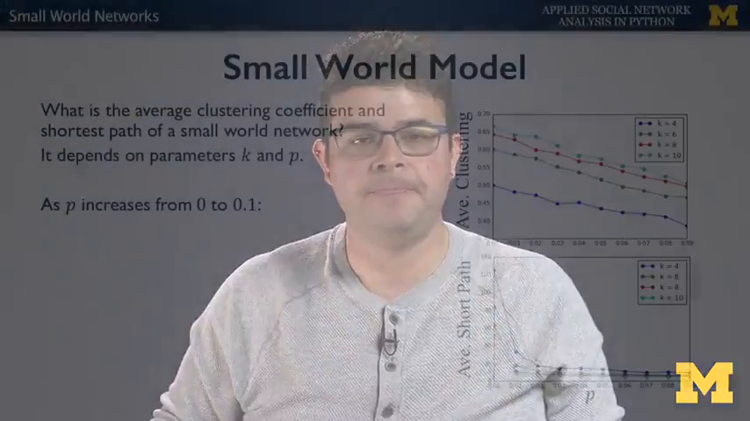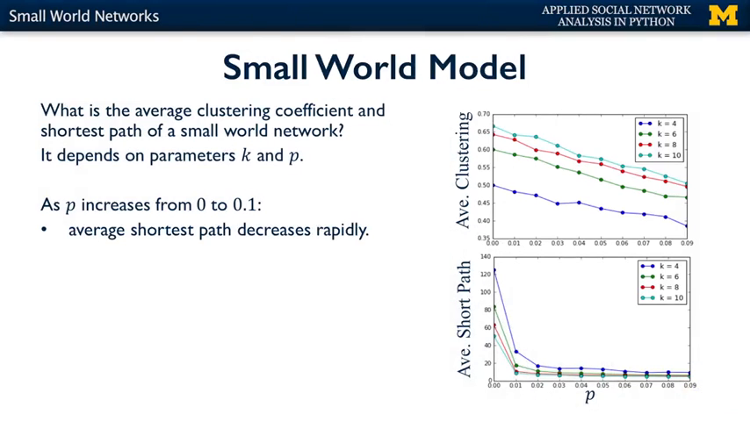And so what we see is that as p increases from 0 to 0.1, and notice here that we don't get anywhere close to p equals 1. So this is staying with very small values of p. And what we see happening is that the average shortest path decreases rapidly. Right after p is away from 0, it just drops down.